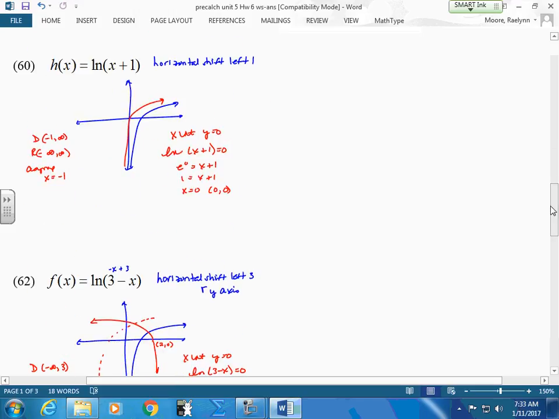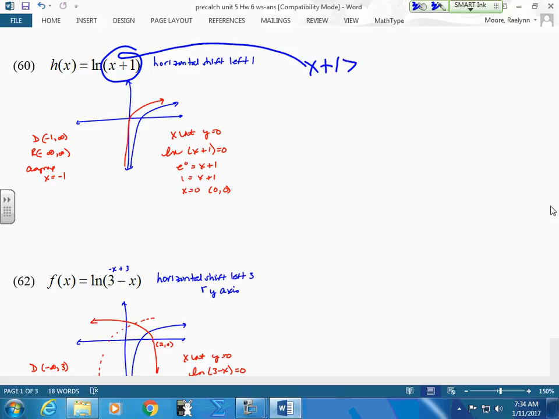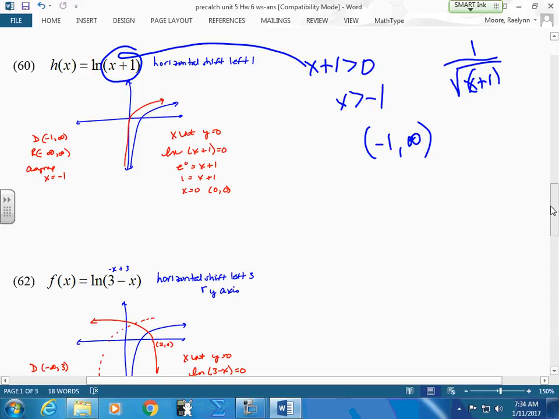This one, horizontal shift left 1 unit. So if I took this and I said, well, it's supposed to be greater than 0, just like underneath your radicals, x has to be greater than -1. So my domain is -1 to infinity. Kind of like when you do the radical thing. If I put it under a fraction, let's say. So that one just had a horizontal shift.